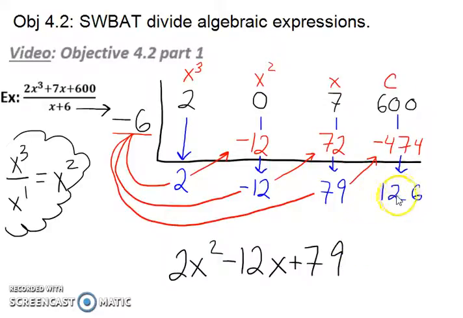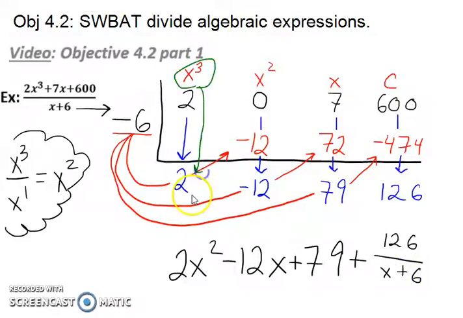And then finally, when you divide, sometimes you get a remainder. Not always, but this time we did. And remainders are always written as whatever the remainder is, 126, divided by whatever you were initially dividing. So that is x plus 6. So, just a quick reminder, if you started with x cubed, that means this is an x squared, going down x, and then constant, and then the last one, if you do this right, you should always have a remainder at the end. Even if it comes out to 0, you should have a space for the remainder.